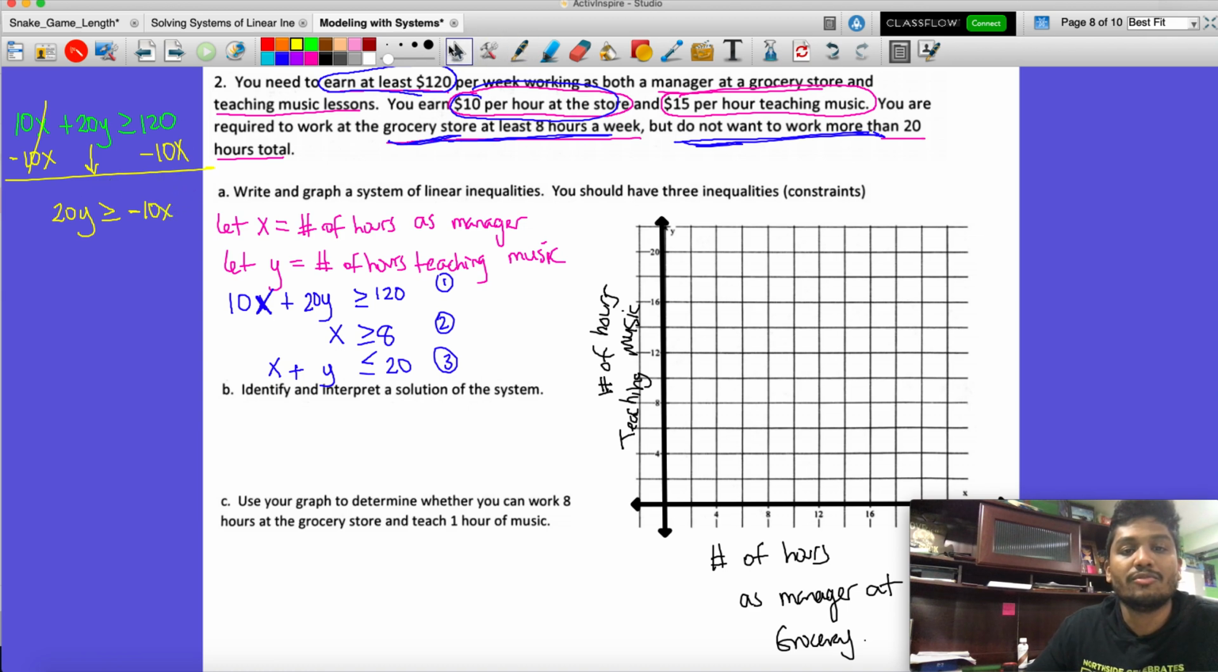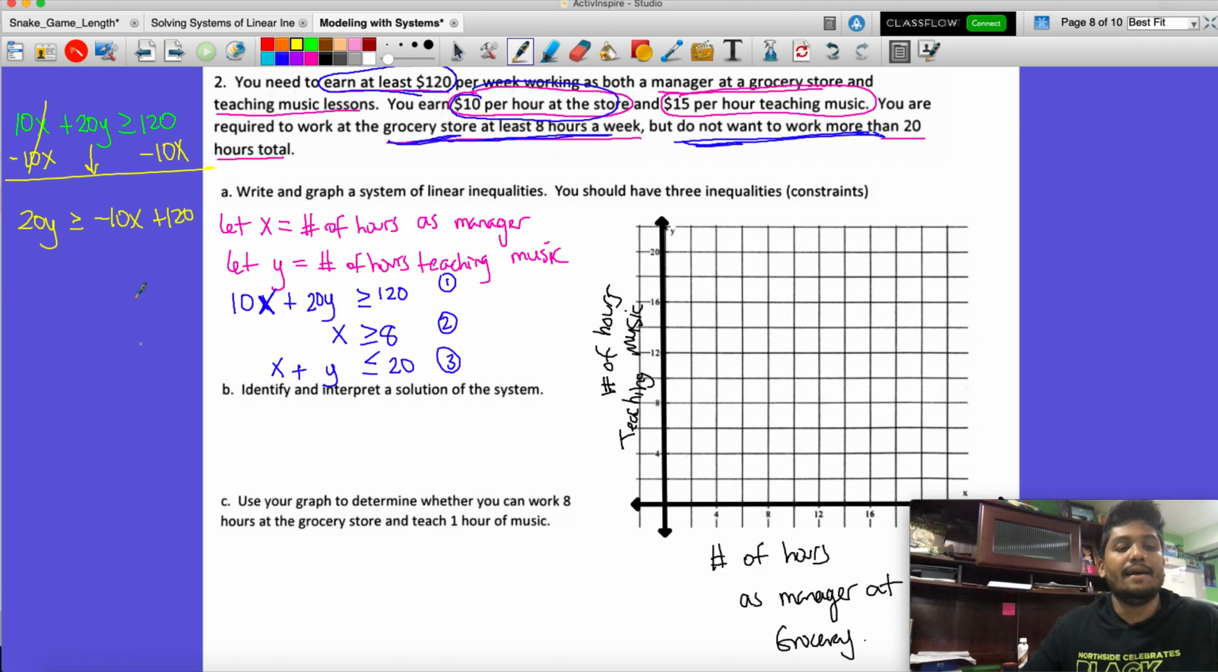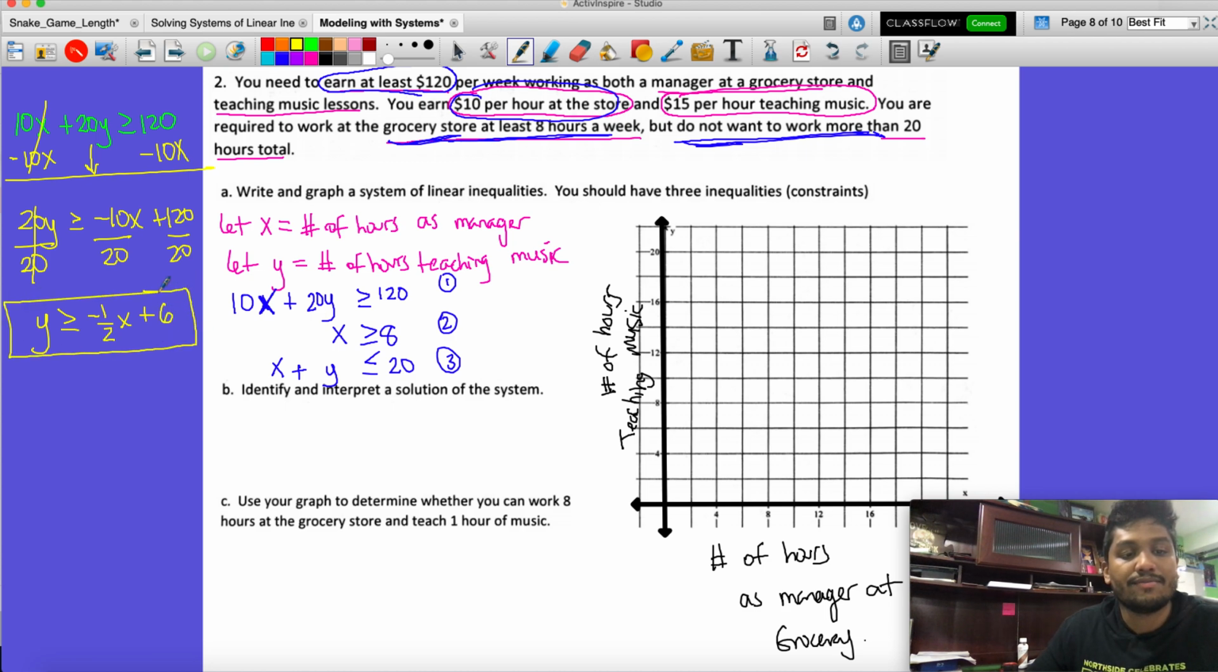Let me just see something really quick. I'm going to run out of space here, so let me see if I can move this over. Okay, I can't. Totally cool. Let me just write this over, okay? All right, so we get 20y is greater than or equal to negative 10x, and then plus the 120. And then finally, to get the y by itself, divide each term by 20. So this leaves us with y, after these cancel out, greater than or equal to negative 1/2 x, right? I'm just reducing these by 10, dividing the top by 10 and bottom by 10. And 120 divided by 20 is 6. So this becomes what we're going to graph, okay?